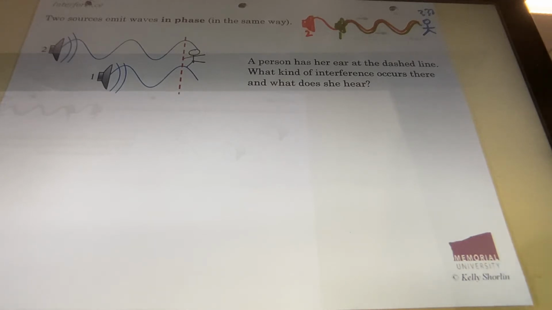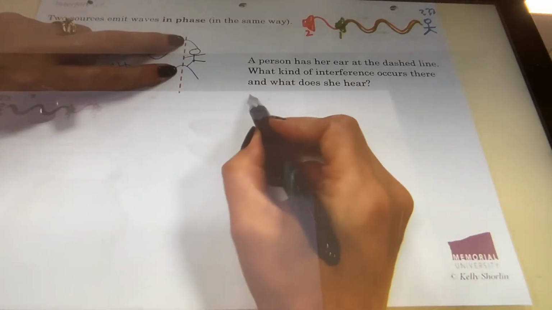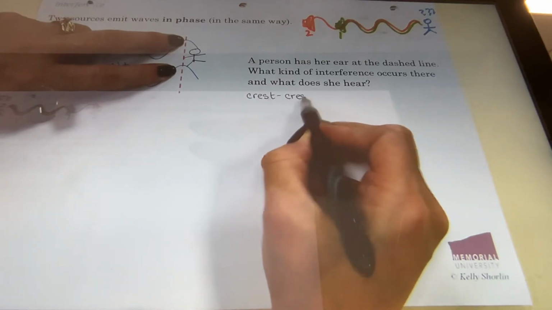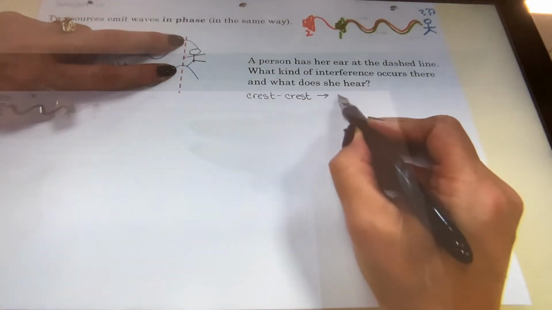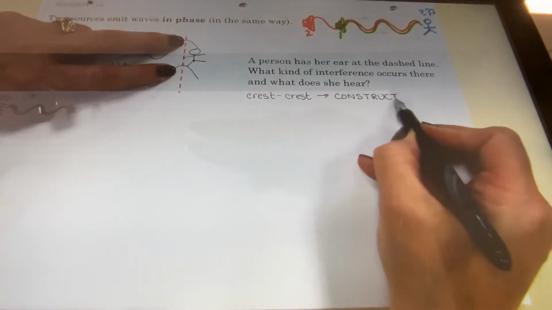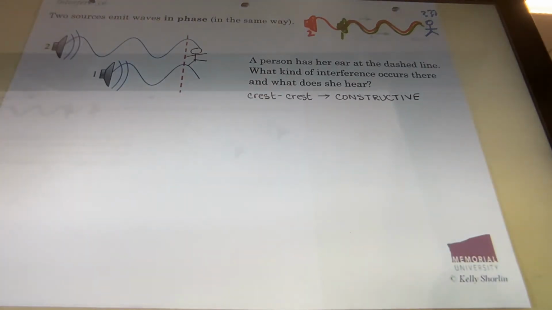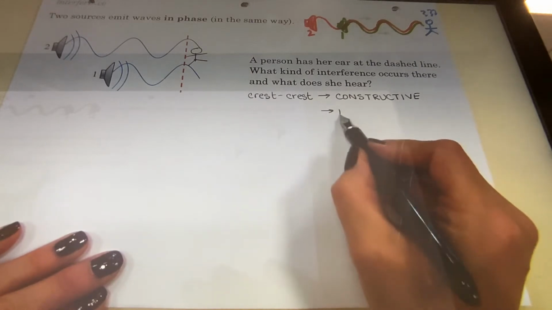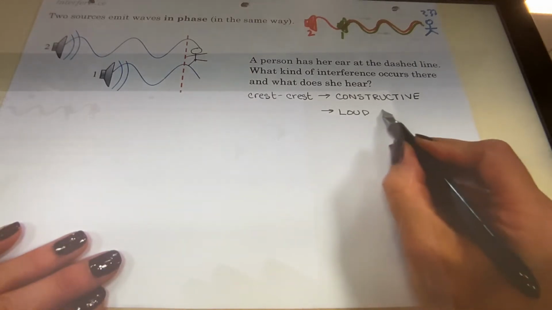So these waves meet crest to crest. When waves meet crest to crest, we know that's constructive interference. So that means the sound that she's receiving from the two speakers, the sound wave gets bigger. In terms of actual sound, that means it gets louder, right? When we put lots of sound together, it gets loud. So our person hears loud sound.